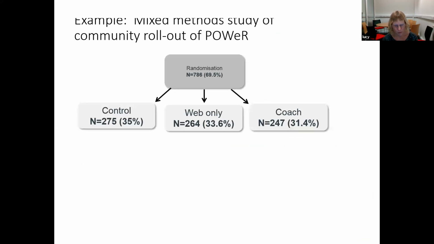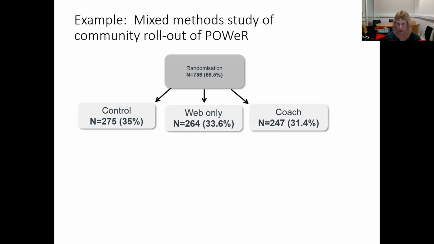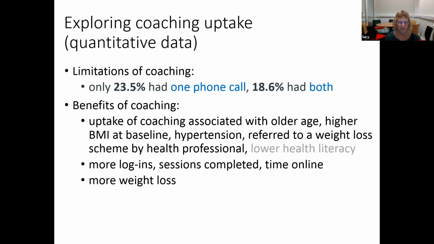So for this was Power, our weight management intervention. We rolled it out in a real-life context through public health teams. And we were trying out giving 2 short phone calls at week 1 and week 4 to provide support. And we wanted to know how that was working. Now, what we found was that we did in fact get weight loss at 8 weeks, which was good, but there was no difference between people that just got the website and people that got the website and coaching.